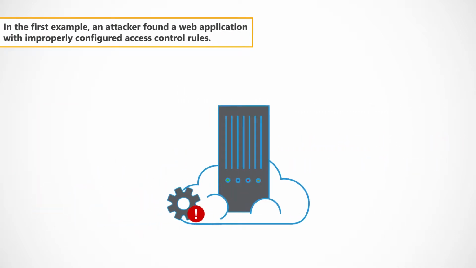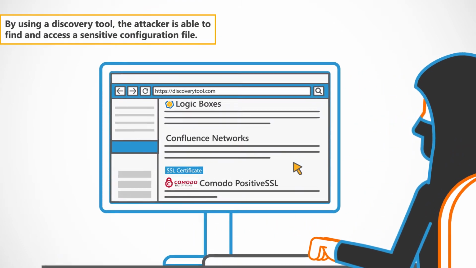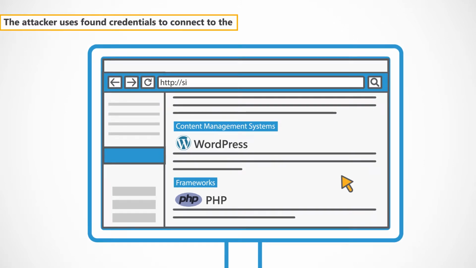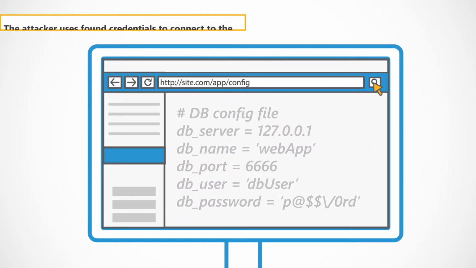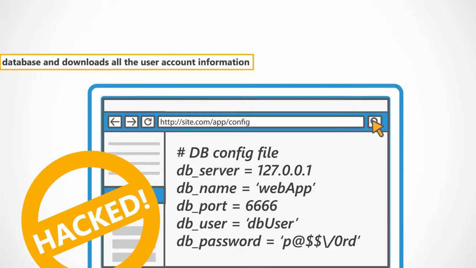In the first example, an attacker found a web application with improperly configured access control rules. By using a discovery tool, the attacker is able to find and access a sensitive configuration file. The attacker uses found credentials to connect to the database and downloads all the user account information.